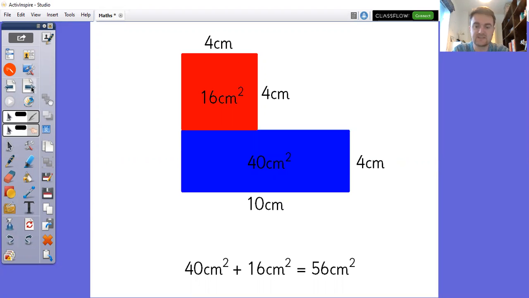I know that 40 plus 16 is 56 because 4 tens plus 1 ten is 5 tens, and 0 ones plus 6 ones is 6 ones. So 5 tens plus 6 ones is 56. So my area of the compound shape altogether is 56 centimeters squared.